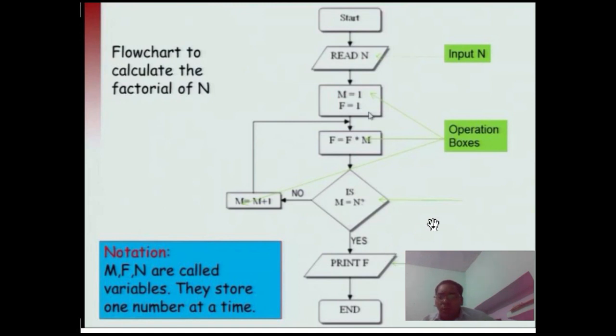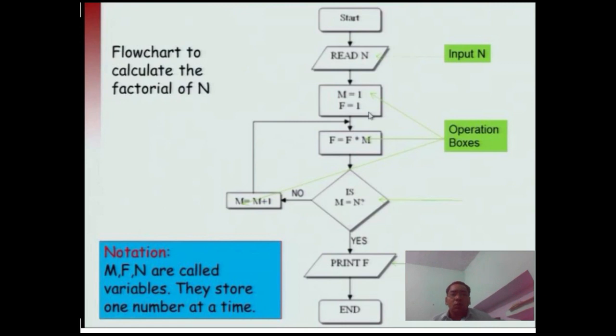The test box, to see whether you have hit a limit or to test some condition, is represented as a diamond, where your condition is checked, such as if m is equal to n. So these are the diamond boxes shown here.